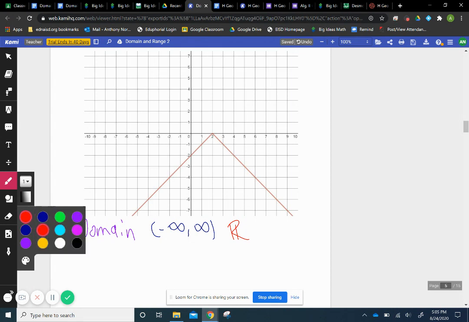So let's check. As we go to the left, this thing's going down, but it stays going left. Nothing stops it, so it's going to make it to negative infinity. As this thing goes to the right, it's going to keep going and never stops. It's going to make it to positive infinity. So now on to range.